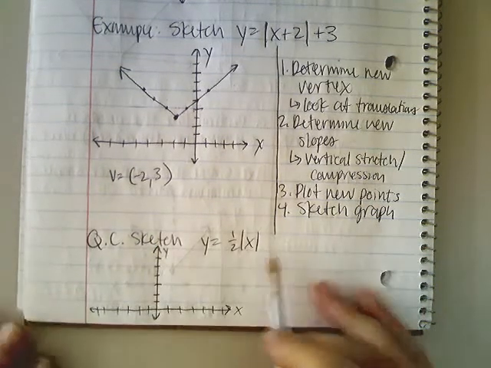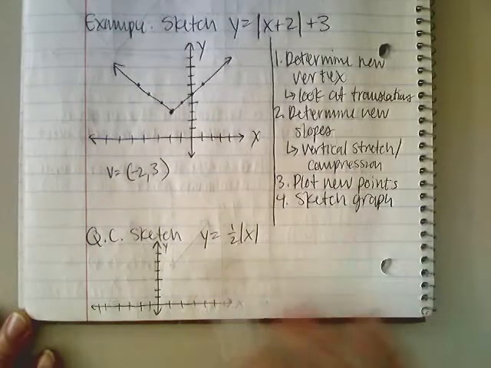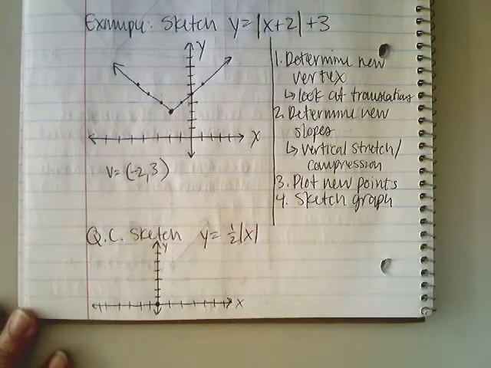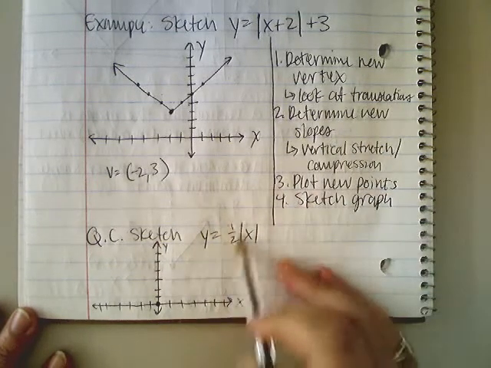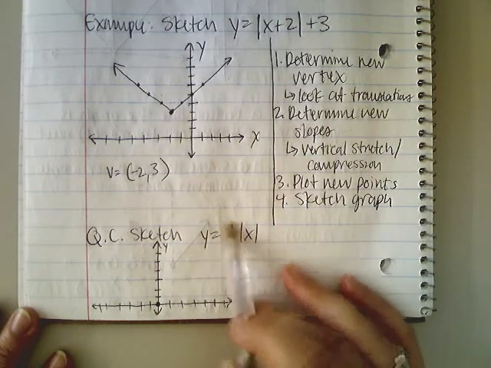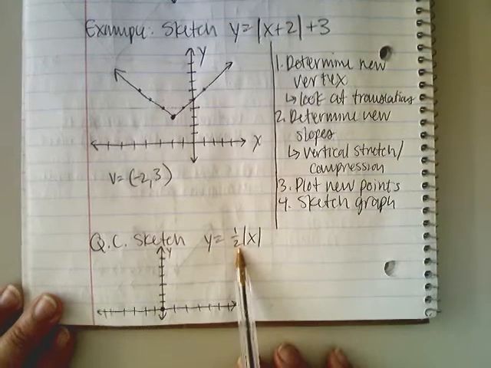Okay, so for this one, there are no translations. So when I'm determining my new vertex, I don't need to move it at all because there are no translations. So it's staying at 0, 0. So I can plot my vertex there. For my new slopes, this is actually coming into play this time. So I see that my new slope is going to follow my vertical translation. So instead of being -1 and 1, it's going to be -1/2 and 1/2.